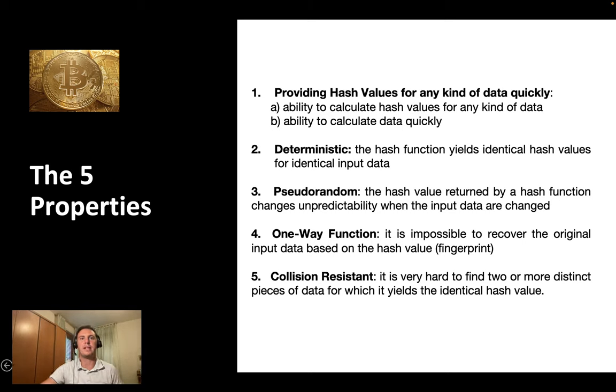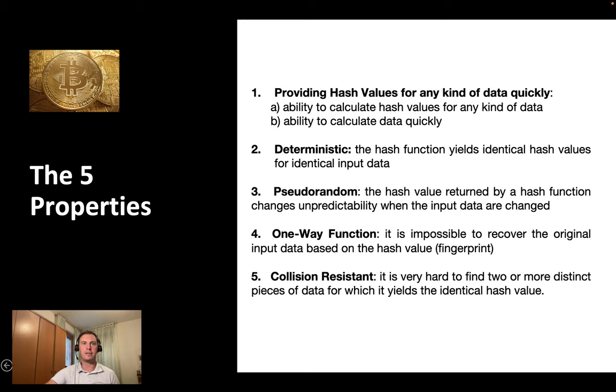The second property is to be deterministic, meaning that the hash function yields identical hash values for identical input data. This means that any observed discrepancy of the hash values of data must be solely caused by discrepancies of the input data and not by the internals of the hash function. This is also a very important property.